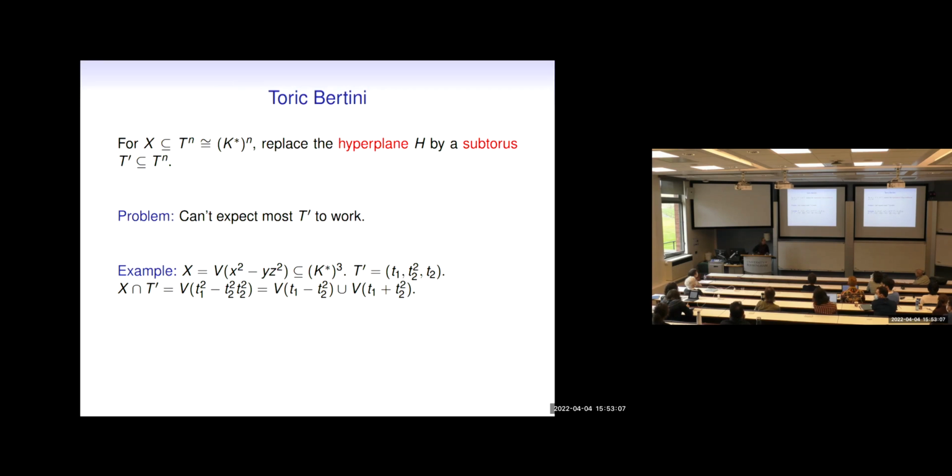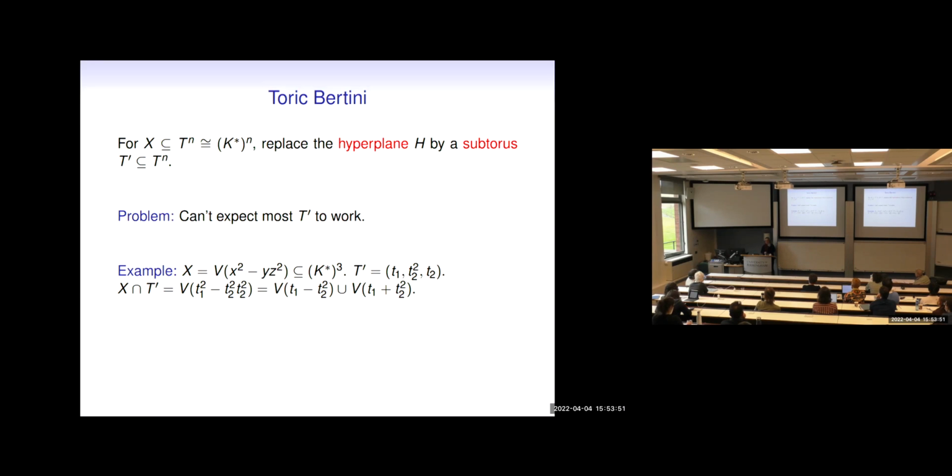Okay, so let's start with the toric Bertini theorem. I want to start with a subvariety of a torus. The usual Bertini theorem says slice with a hyperplane; instead, I want to slice with a subtorus. So I'm going to take a subtorus T prime of T and intersect it. There's a problem though: we can't expect most T prime to work. In Bertini's theorem, we say most hyperplane sections remain irreducible. This isn't going to happen if I take subtori.